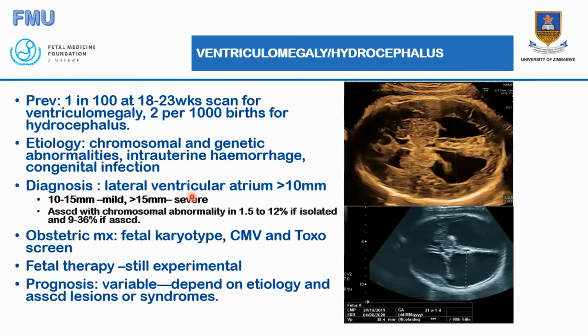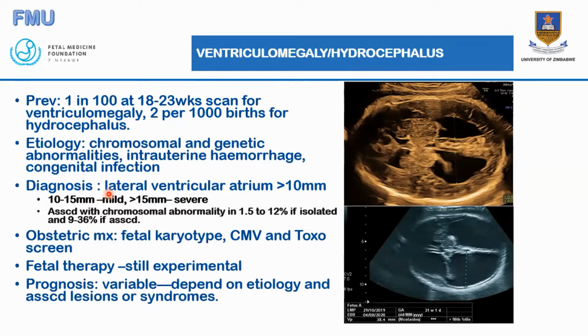The association with chromosome abnormalities is between 1.5 to 12% if isolated, and 9 to 36% if it is associated with other defects. So in terms of obstetric management, we offer these women karyotype, and we also screen for TORCH infection. There is no fetal therapy once you have picked it up.